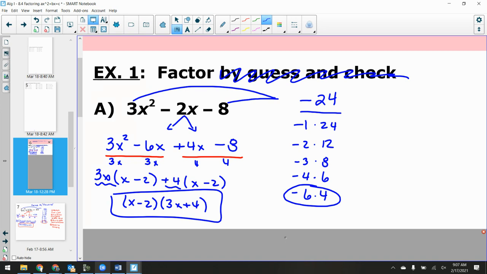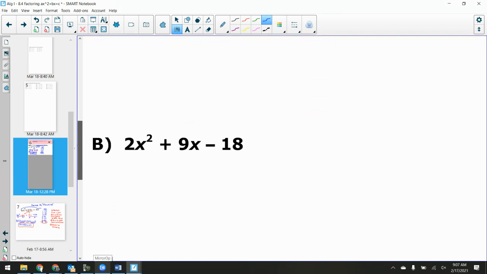What would you do if you wanted to check your answer? You would just simply plug it back into the equation. No, not going to plug in. What would I do to check my answer? I'd FOIL it back together. I'd multiply back together to see if I got what I started with. Okay. Let's do another one of these.